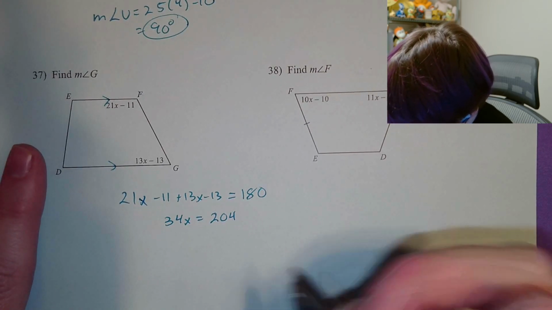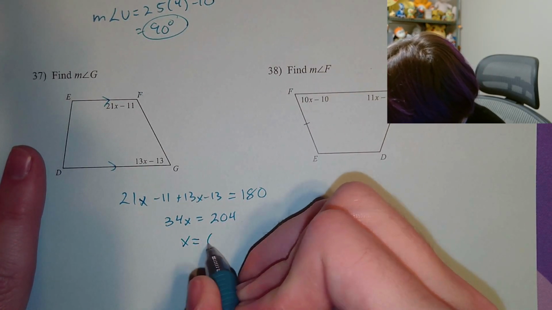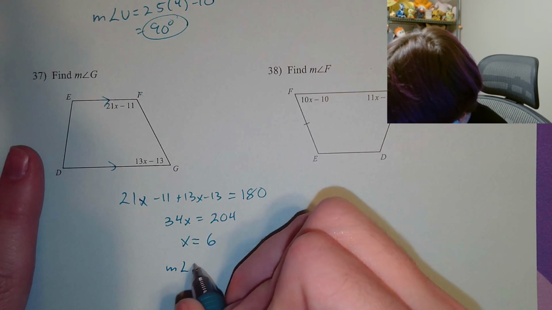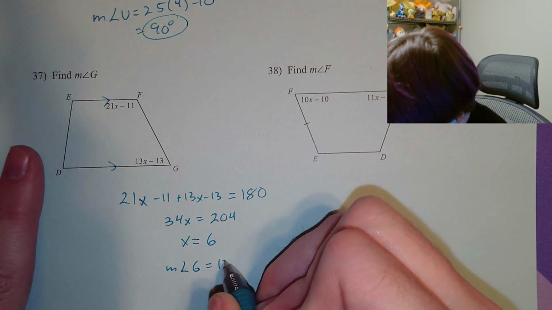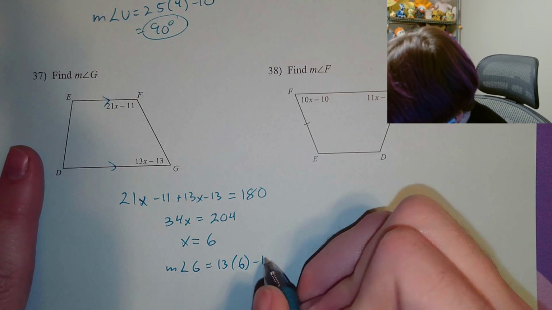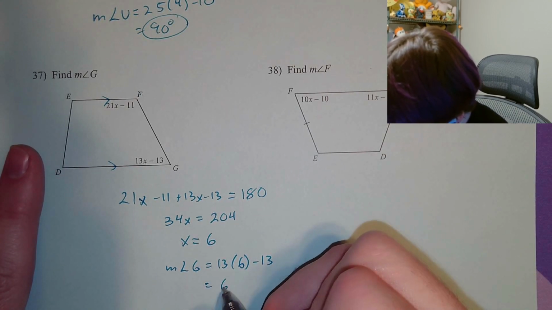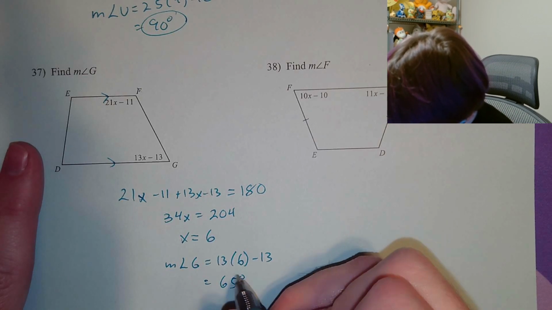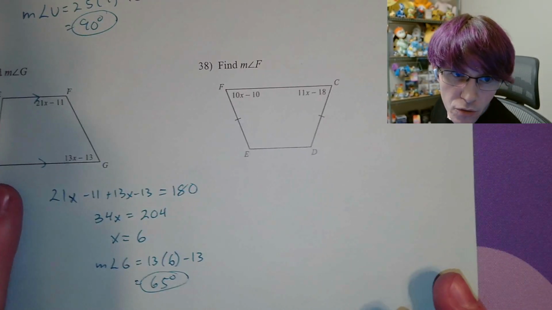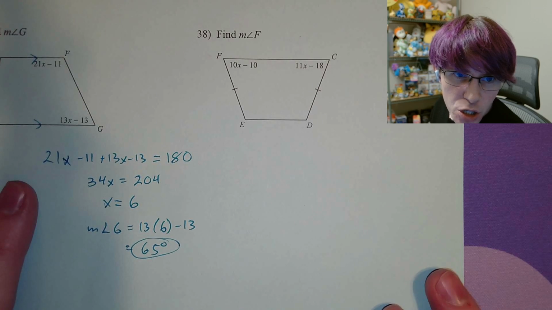204 divided by 34 is, in fact, 6. And it wants us to find the measure of angle G, which is 13 times 6 minus 13, or in other words, 13 times 5, which is 65. Huge. Moving on, 38, measure of angle F.